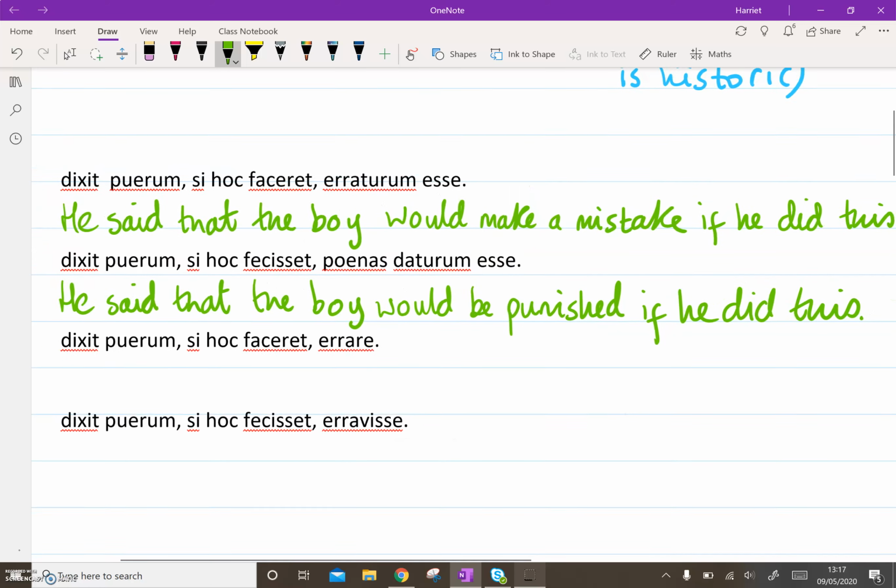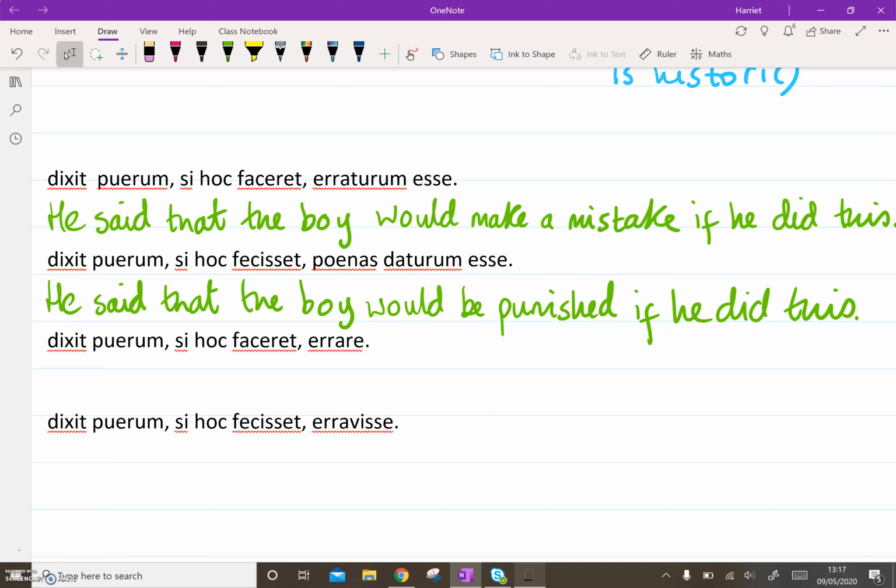So note actually that the tenses of the first and second examples there are exactly the same. Would make a mistake, would be punished if he did this, if he did this. The reason for that is that the first one tells us that the actions are happening at the same time. And the second one, the pluperfect, is there to tell us that one action happened before the other. A good rule to follow about the pluperfect subjunctive is not to get too bogged down in, oh, we must translate it as had, but to remember that feciset, the pluperfect subjunctive, represents a completed action.